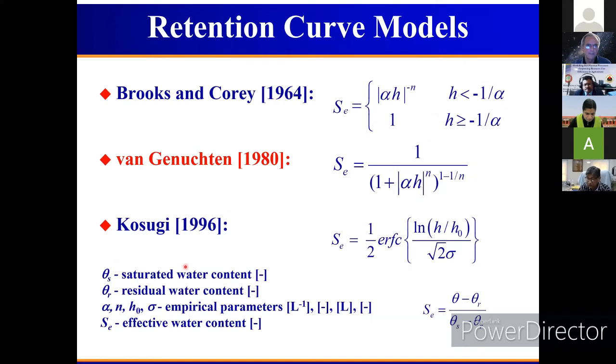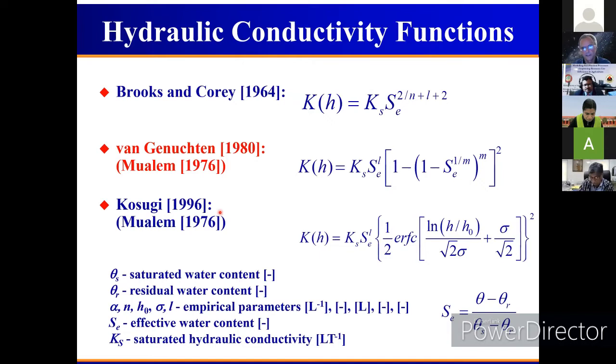We use, as I mentioned, multiple functions. So we don't stick with a simple function. We offer users multiple functions. On this slide, I have three. Brooks and Corey, that's the historical function, which is still today used a lot in the oil industry. Van Genuchten function, which is almost universally used in agriculture and vadose zone hydrology. And finally, the function of Kosugi, which is also implemented in HYDRUS. And each of these functions has its corresponding hydraulic conductivity function. So Brooks and Corey function is here, van Genuchten is here, Kosugi is here. And they were developed using some pore-scale models developed by Mualem.